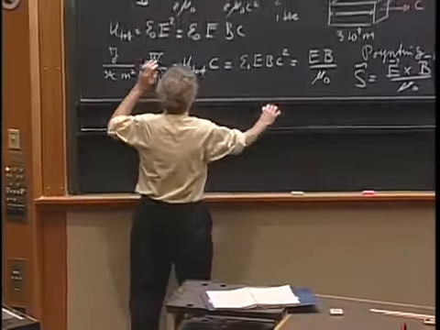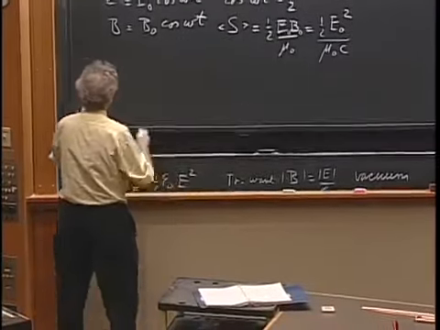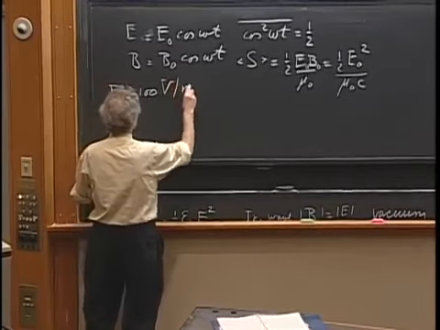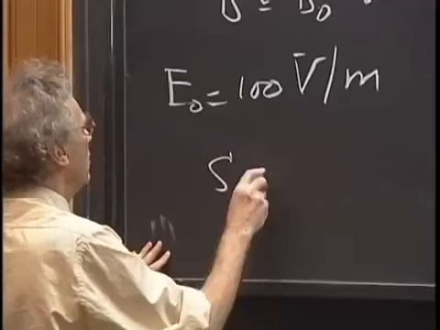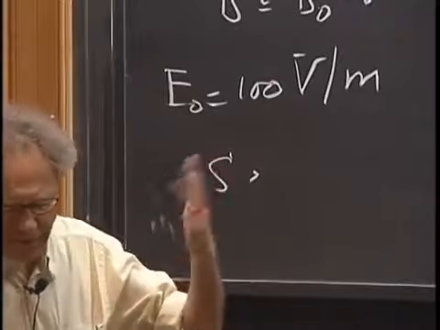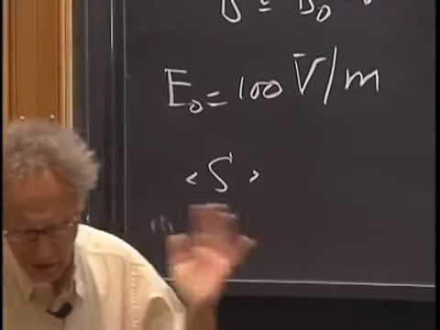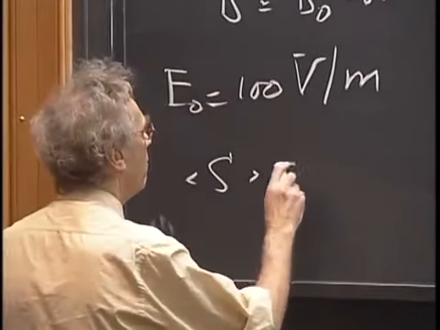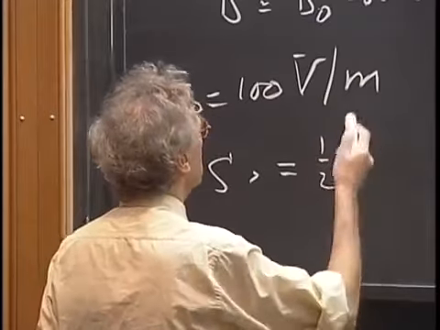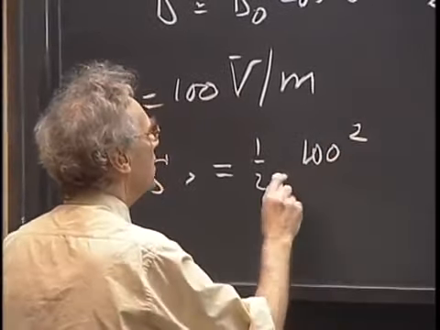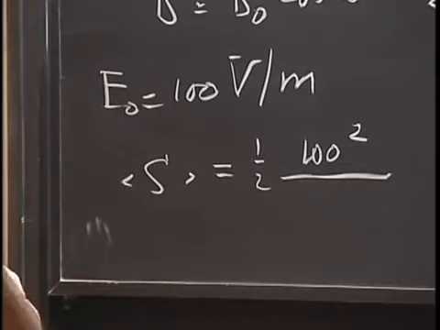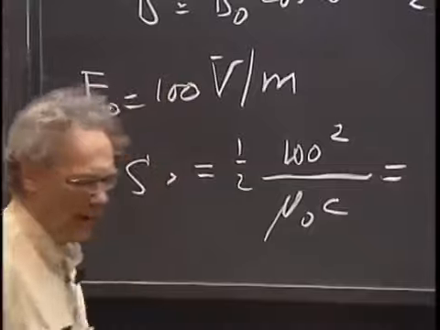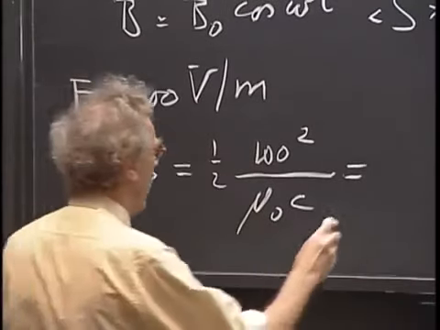So let's take an example. Suppose we have an electromagnetic wave whereby E0 were 100 volts per meter. Then I can calculate now, and it is a traveling electromagnetic wave, I can calculate what the average value of the Poynting vector is. So that would become 1/2 times 100 squared divided by mu0 times C. And if you do your homework on that, you will find that it is 13 watts per square meter.